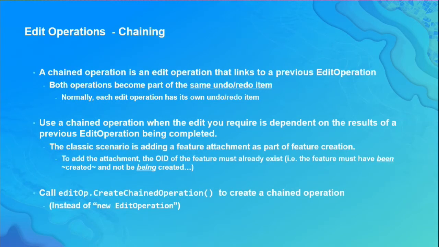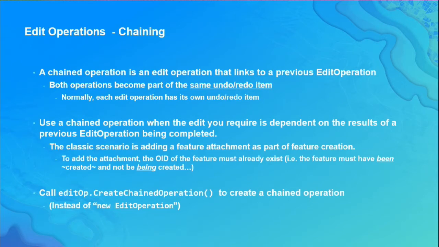Okay, so chaining. A chained operation is an edit operation that you have linked to a previously executed edit operation. After they're both executed, they're both going to be part of the same undo-redo item. Typically, when you have 2 operations, you get 2 things that are undoable, 2 things that are redoable. In chaining, they get stuck together as a single thing. You want to use a chained operation when an edit you require is dependent on the results of a previous edit operation having been completed.